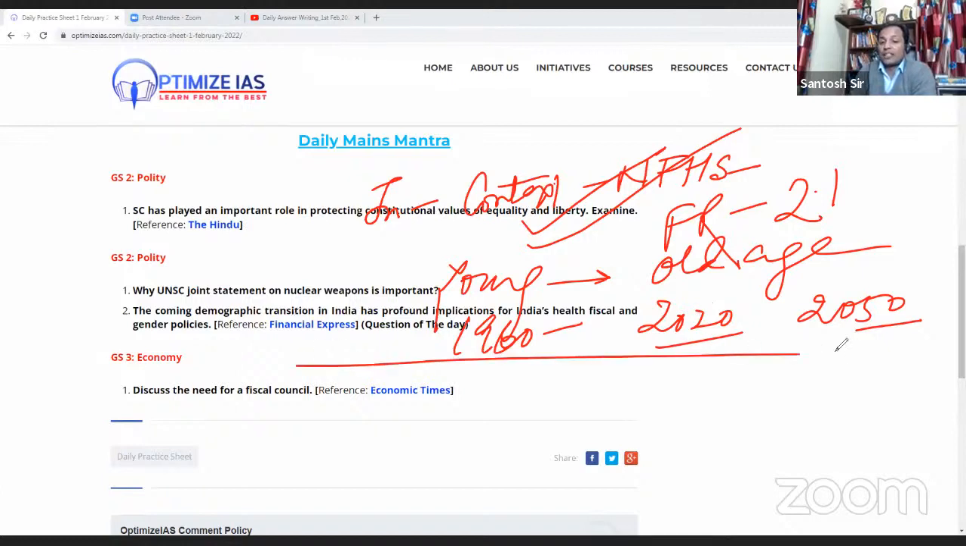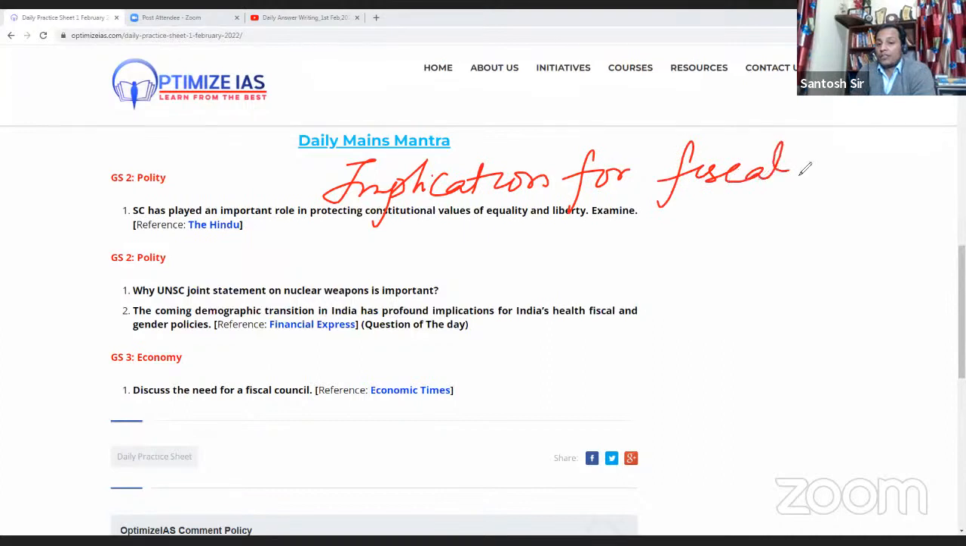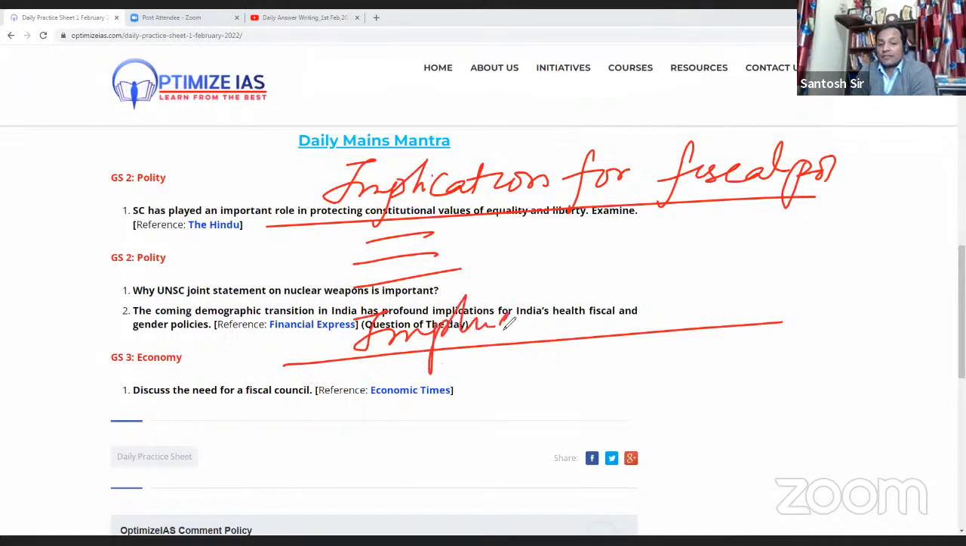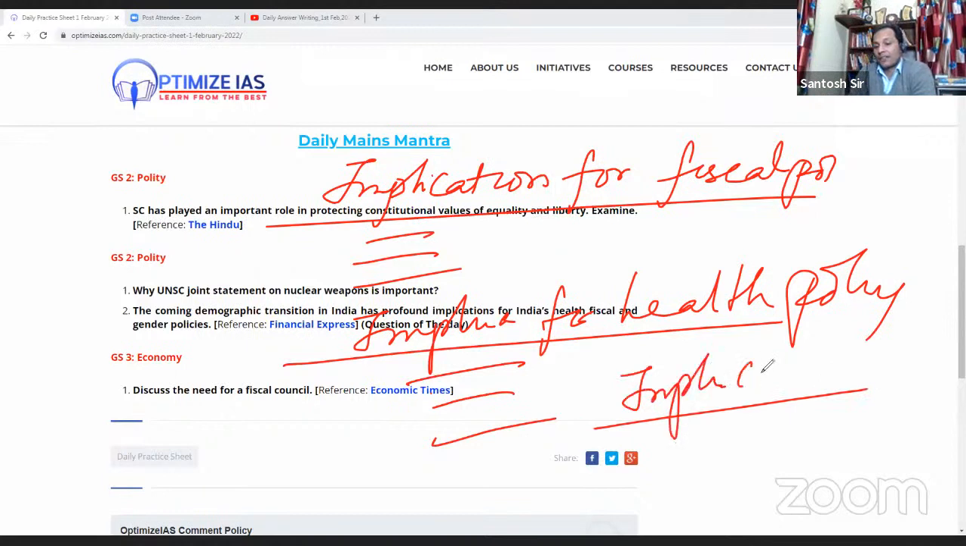The introduction is over. Now let us see the body. How to write the body? You write a heading, implications for fiscal policy. Then you write 2-3 points. Then implications for health policy. We'll write 2-3 points; we have already explained, so I'm not writing again. And implications for gender policy. We'll write 2-3 points here.